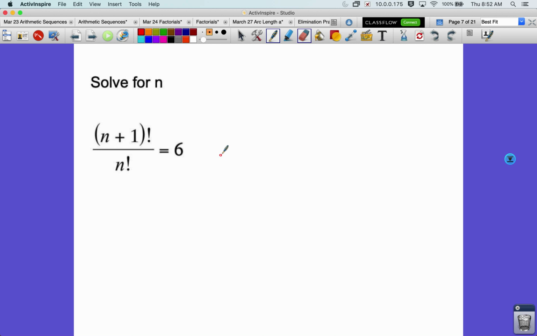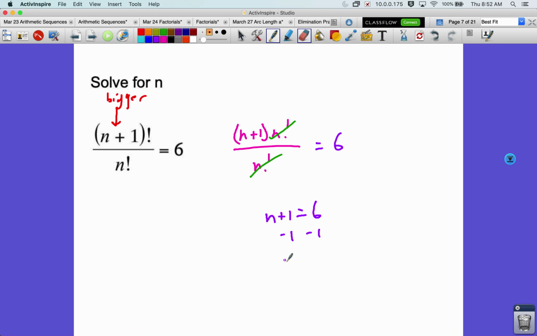All right, and now let's just do one where we're solving for n. So again, we ask which one's bigger. This one is bigger. So it's the one that we're going to back up. I'm going to make it n plus 1 times n factorial, in parentheses, all over n factorial. So now I've backed it up enough that it can cancel the bottom here. So it cancels. This is still equal to 6. We get n plus 1 equals 6. Minus 1 minus 1, n equals 5.